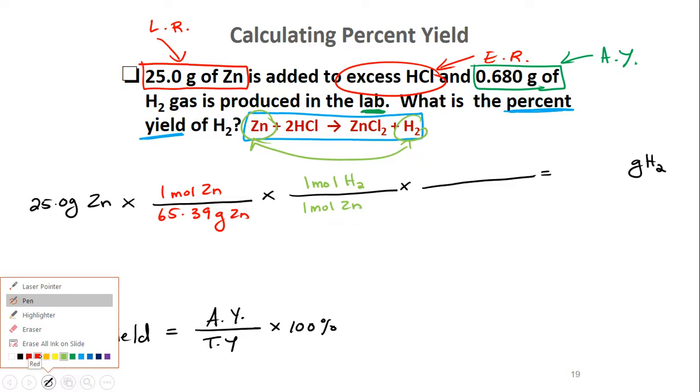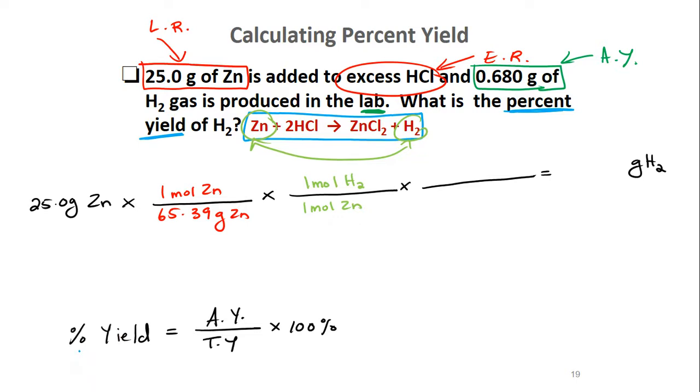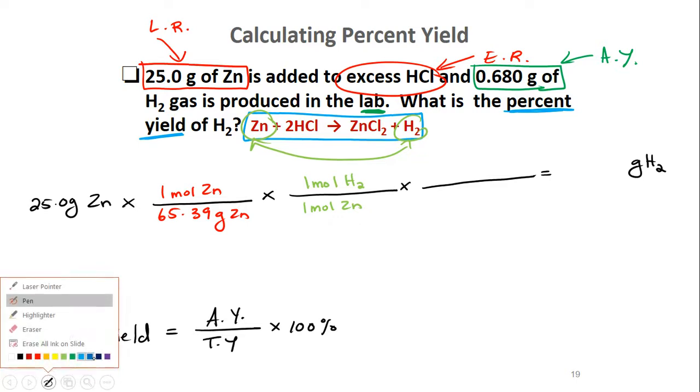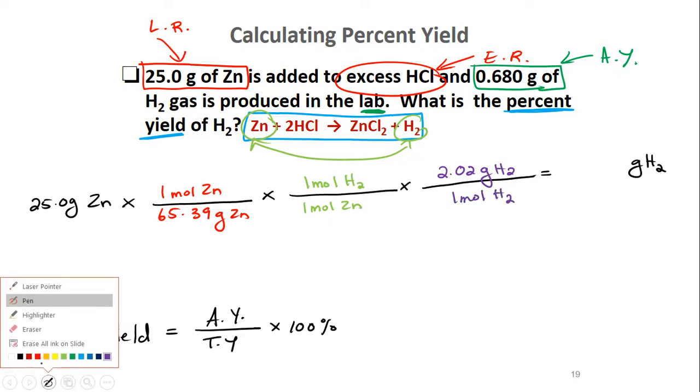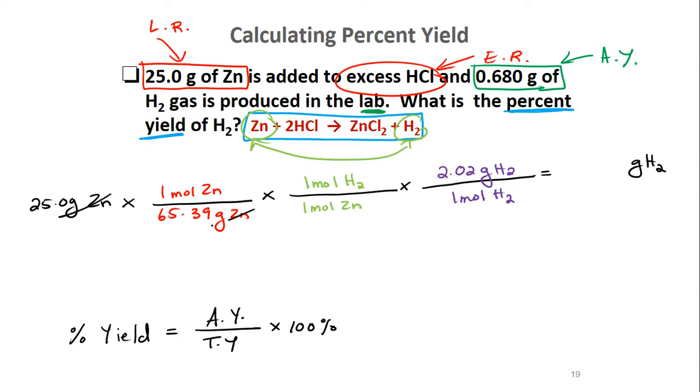Okay. Then we need the molar mass of hydrogen, and that's actually 2.02. Remember, hydrogen is diatomic, so 2.02 grams of hydrogen for every 1 mole of H2. There we go, all set up. Now let's see, grams of zinc cancel out, moles of zinc cancel out, moles of H2 cancel out. Perfect, 25 grams divided by 65.39 times 2.02 gives us 0.772 grams of hydrogen.